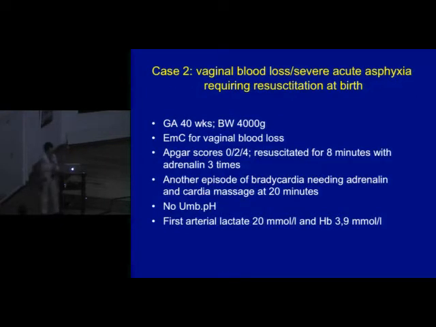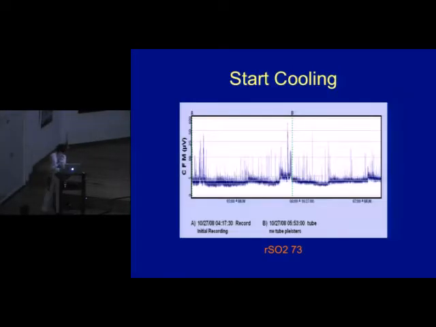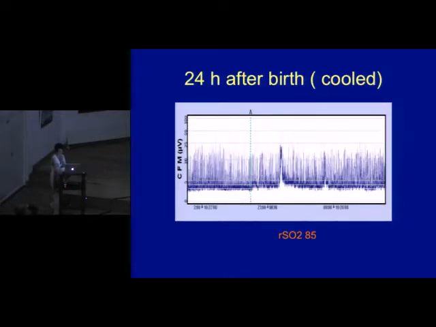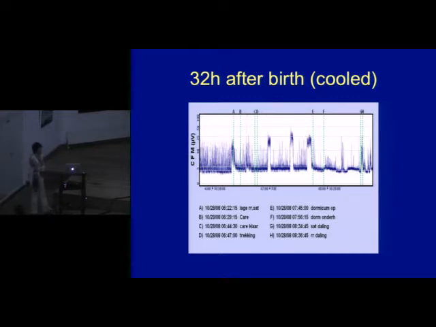Then we have another case. This is a 40-weeker. Here very bad APGAR scores, as you can see, very high lactate, and he was anemic as well. He started off with this very bad trace, it's almost flat, few bursts. So we started cooling. 24 hours later, still a burst suppression pattern. Seizures starting. Are you worried in this baby? I think you ought to be a bit worried that the baby doesn't recover within 24 hours and started seizing. So this is 32 hours after birth.